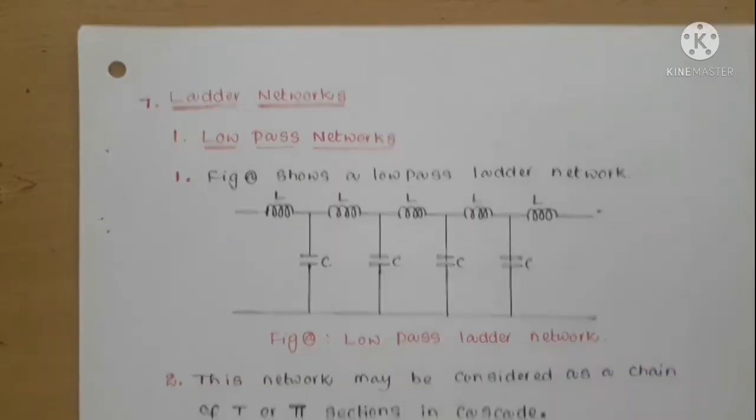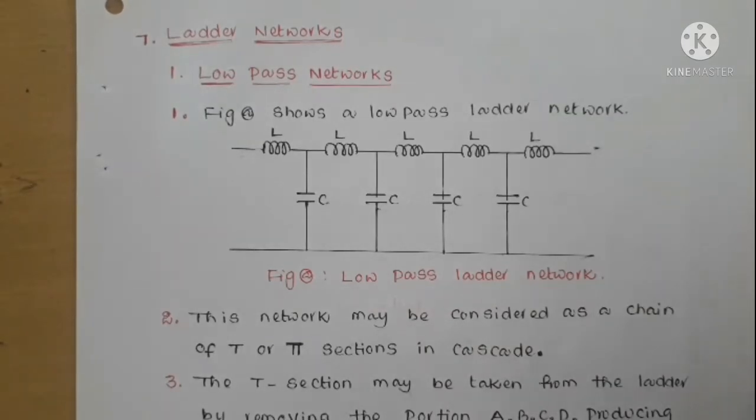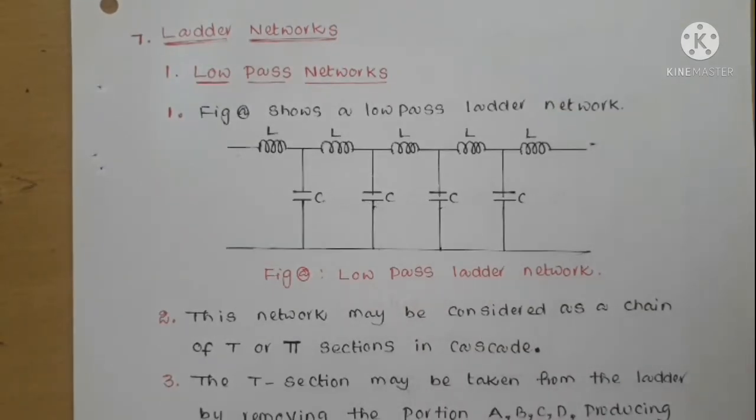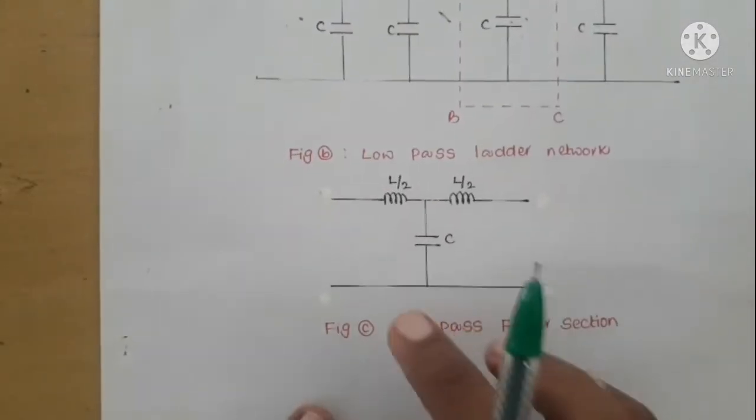So this is a low pass ladder network. This low pass ladder network can be represented as a chain of T sections and also a chain of pi sections in cascade. What is the T section? This is the T section.